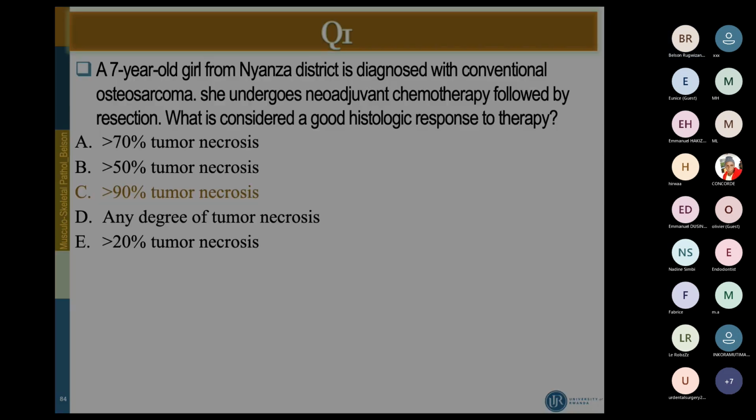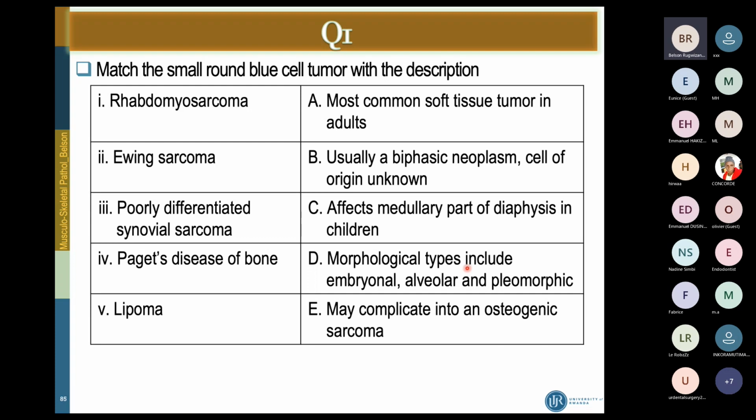Okay. So the second question, so not the one. So it is the matching. So you just match what is left and the items on the right. So rhabdomyosarcoma, Ewing sarcoma, poorly differentiated synovial sarcoma, Paget disease of bone, and the lipoma.